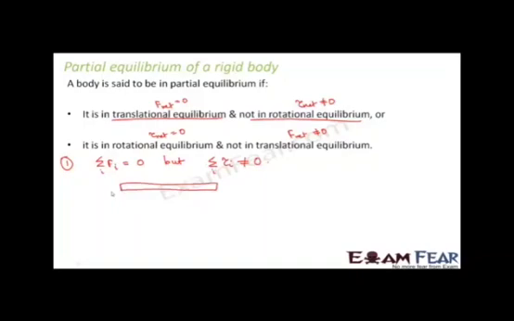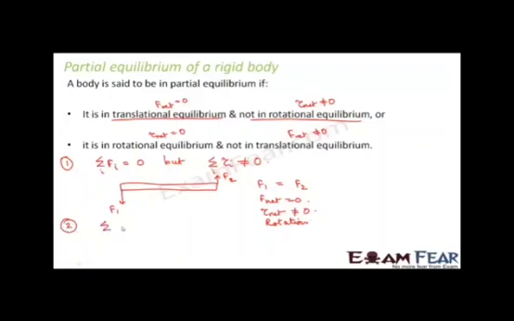Now let us suppose we have a rod. The force F1 is applied in this direction and we apply an equal and opposite force, F2, in this direction. Here we see F1 is equal and opposite to F2, so they are equal in magnitude and opposite in direction. Therefore the net force is equal to 0. But these forces are acting along different lines, so this causes rotation of the object. So the total torque is not equal to 0. This causes rotation and therefore the object is not in equilibrium.